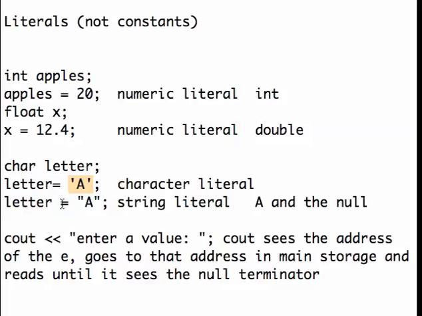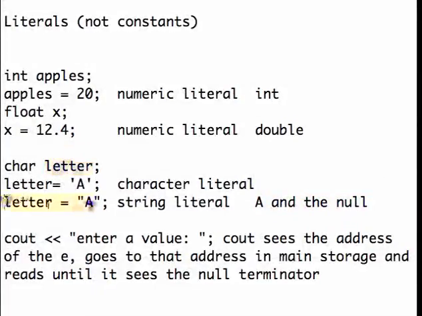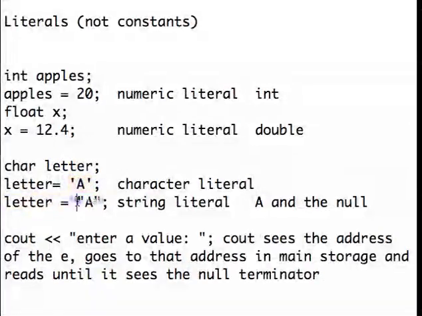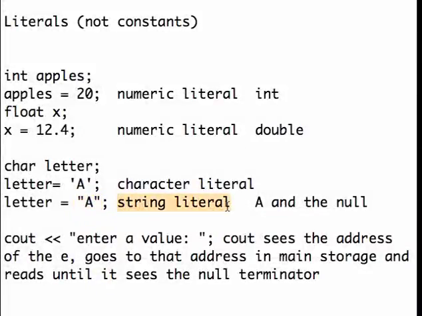If I try to do this, this is no longer a character literal. This is a string literal because it has double quotes. That means that in RAM, the A is going to be stored as A and a null terminator. Those 2 bytes, one for the A, one for the null terminator, won't fit into the variable letter, which can only hold a char. So that won't work. Okay. Now, in this case, I want you to know that A is a character literal, and in this case, I want you to know that this A inside double quotes is considered a string literal.